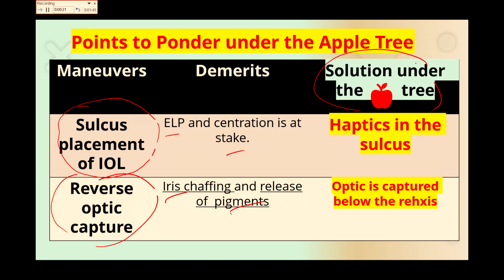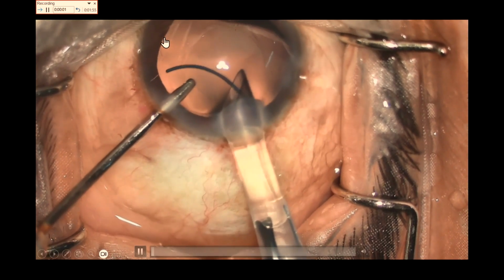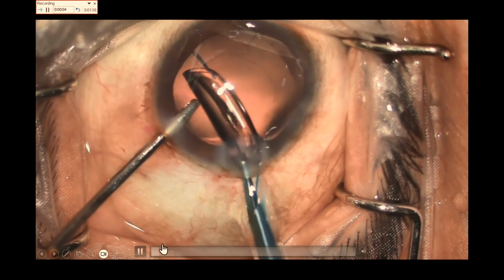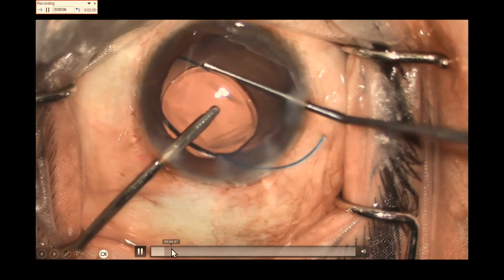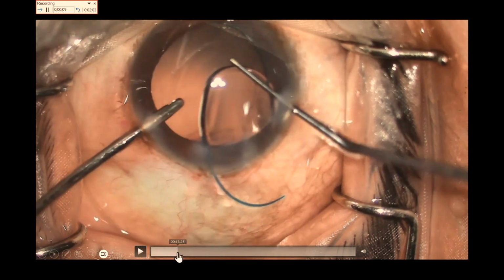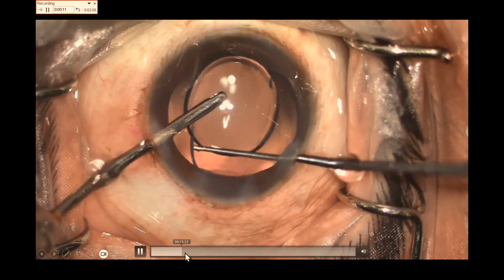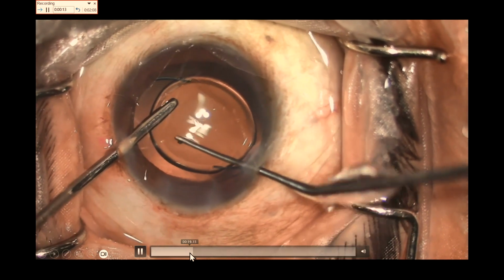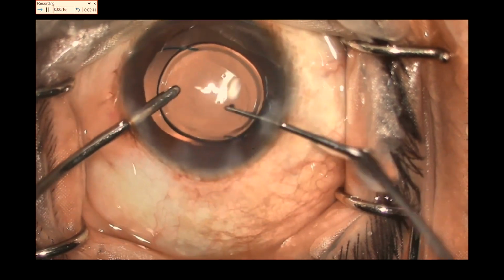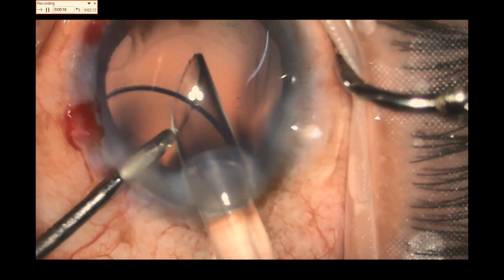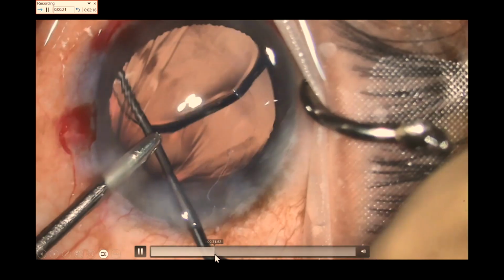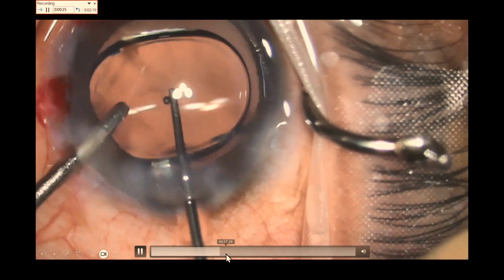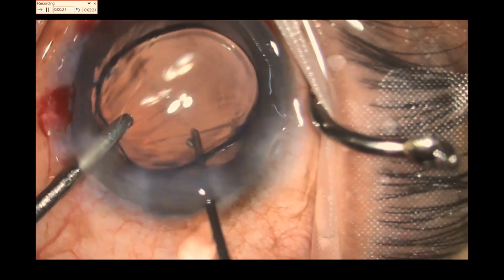So what is the solution? I think of placing the haptics in the sulcus and capturing the optic in the bag below the rhexis. This is a small video. This is the anterior haptic going below the iris in the sulcus. The second haptic is being dialed in the same place. And the optic, we nudge the optic below the rhexis margin at the two ends, two semicircular areas. Then the second haptic, and then the optic is negotiated below the rhexis margin.